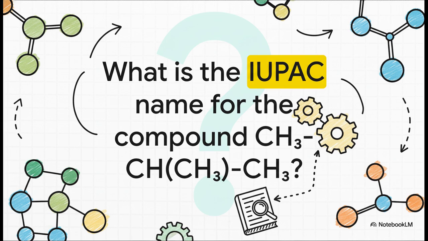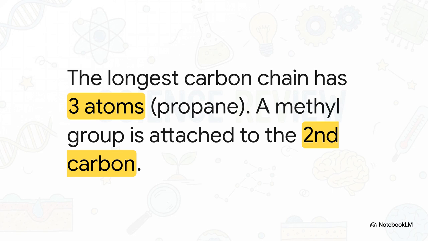Next up, a classic from organic chemistry, naming a compound using the IUPAC system. This is all about just following a clear set of rules, step by step. Okay, so what do we do first? We find the longest continuous chain of carbons. In this molecule, that's 3 carbons long, which gives us the base name propane. Easy enough. Then we look for any branches.